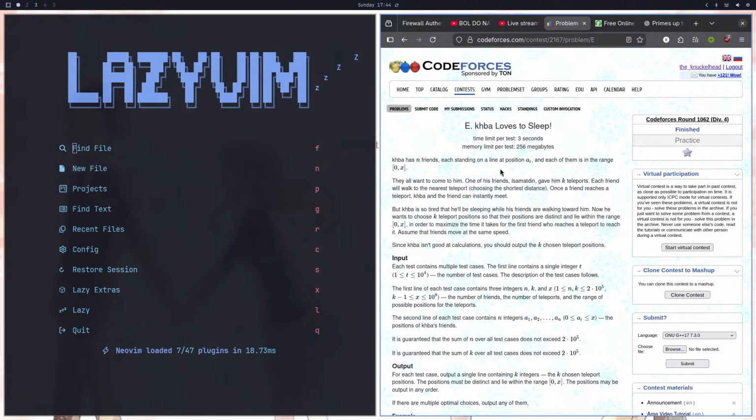Kevin has N friends, each of them standing at position a_i, and each of them is in the range 0 to X. They all wanted to come to him. Instead of giving him K teleports, each friend will walk to the nearest of the K teleports, choosing the shortest distance. Kevin is so tired that he'll be sleeping while his friends are walking towards him. Now he wants to choose K teleport positions, where the positions are distinct, in order to maximize the time it takes for the first friend to arrive.